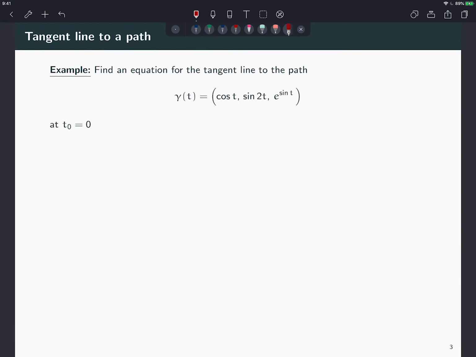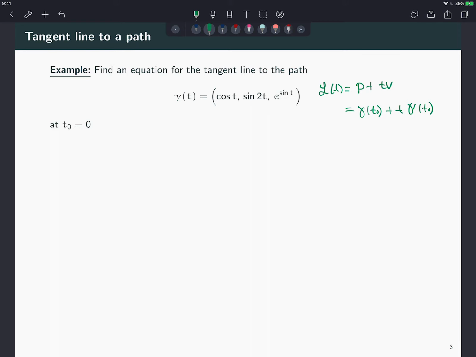Okay, let's do an example here. Pretend I want to find the equation of a tangent line to this path at t0 equals 0. So let me copy what I just wrote. I said that the tangent line would look like p plus tv, always. That's the form for a line. The p is gamma of t0, plus t times gamma prime at t0.